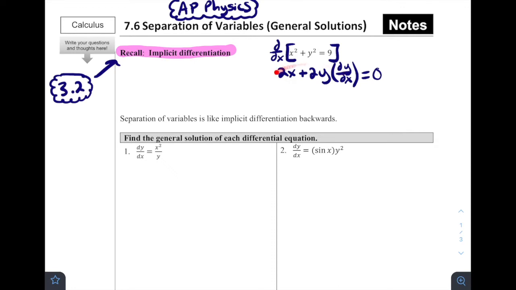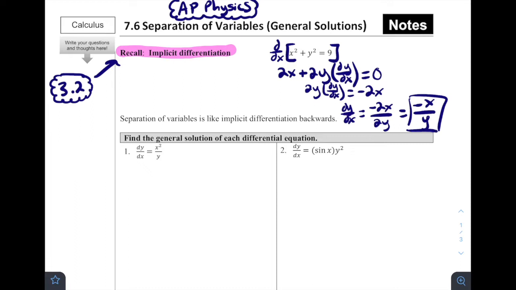And then frequently what we did once we took the derivative with respect to x, is we would try to get dy dx by itself. So in this case, we would subtract 2x from both sides. That would give me that 2y times dy dx is equal to negative 2x. And then I would divide both sides by 2y to get that dy dx by itself. And so that tells me here that dy dx is going to be equal to negative 2x divided by 2y. We might simplify here, seeing that the 2's would cancel each other out. So dy dx would be equal to negative x over y. And that would be our expression for this implicit differentiation.